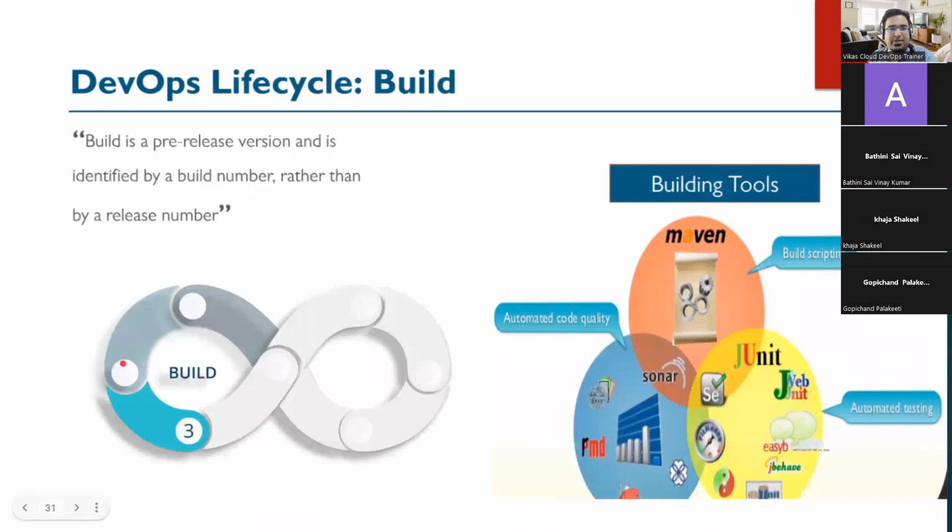If the code has been written, it has to be built. If it's a Java code, definitely Maven. 99.9% it's Maven. If it's Python, it's not required. This step will be skipped. Automatically, this thing happens in Python.